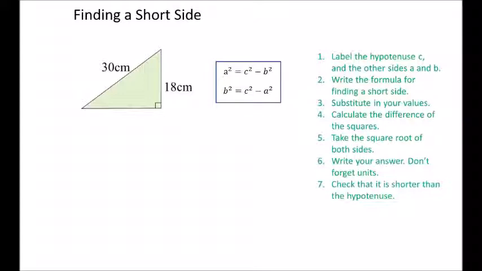Step 1 tells us to label the hypotenuse C and the other sides A and B. So in this case, let's call our unknown side A and our other side B. You could label A and B the other way around. It doesn't matter which order you put them in.